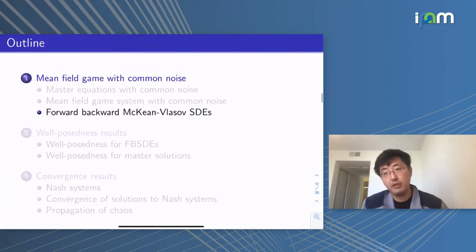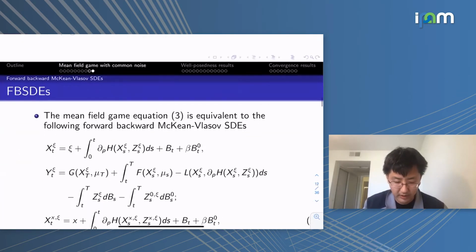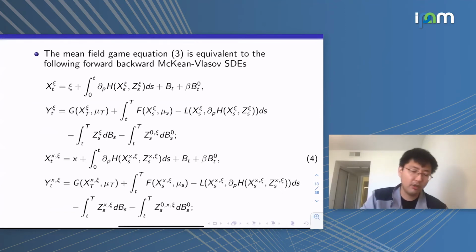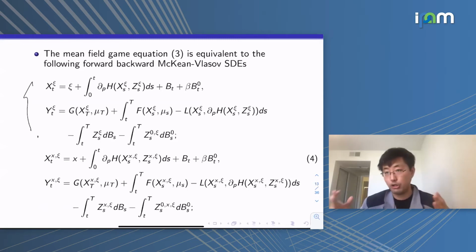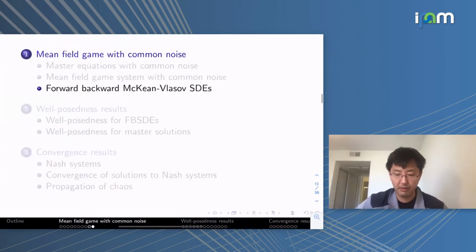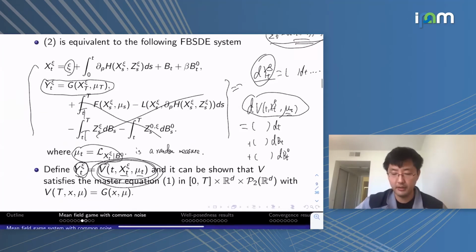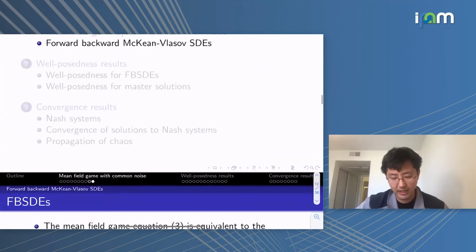Instead, we didn't use the mean field game system. Instead, I used this FBSDE system. The first two equations I just copied from what I derived before, from here. And why do we need to study another two?